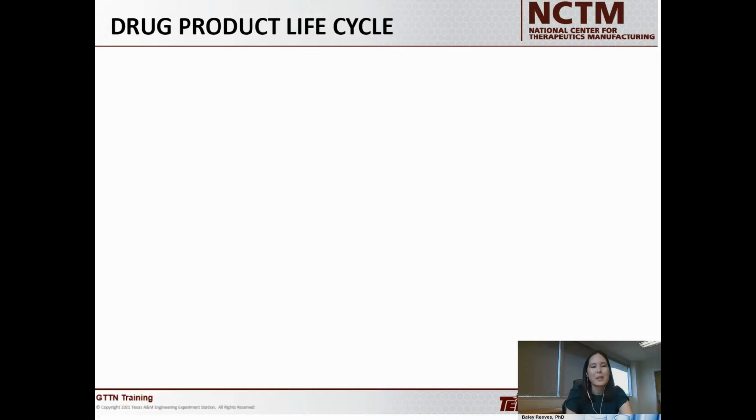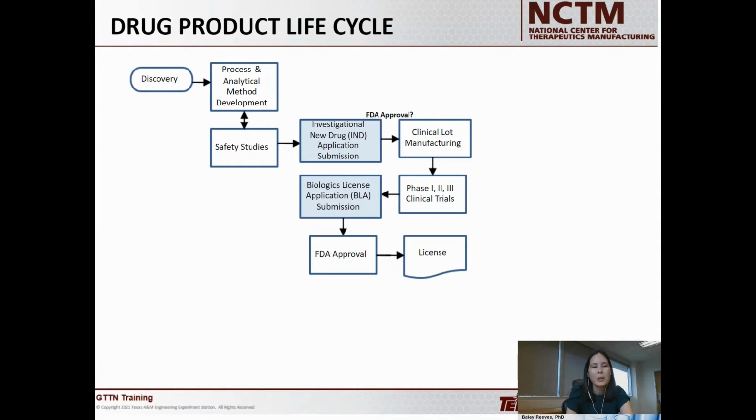I always like to start my presentations with the drug product life cycle. This is the pathway that drugs will go through from discovery all the way through commercialization. What I really wanted to highlight here is that the whole life cycle is very complex and there are a lot of activities going on in parallel. A molecule or a gene therapy product will start in discovery. That's where our lab scientists are trying to come up with new therapeutic molecules. They'll go through some process and analytical method development and then go through safety studies. These are toxicology-like studies just to make sure that these products are safe before we bring them into people.